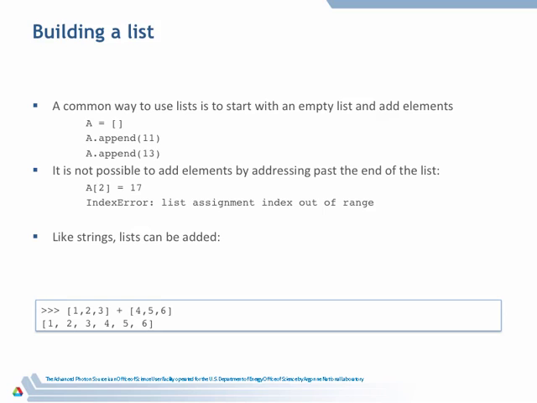All right, let's see. You don't have to build a list by specifying all the elements the way I did. You can start by defining an empty list. Here's a list with no elements. And then I start putting elements into it.